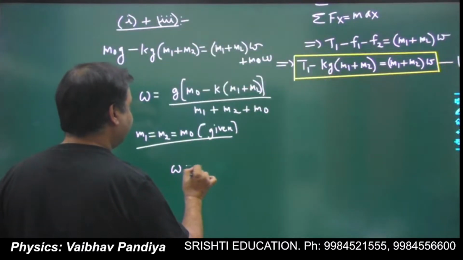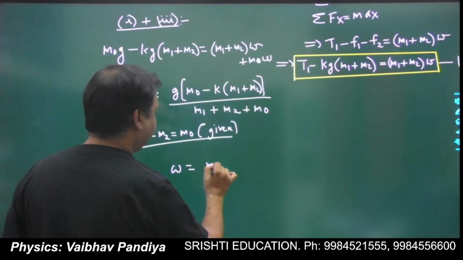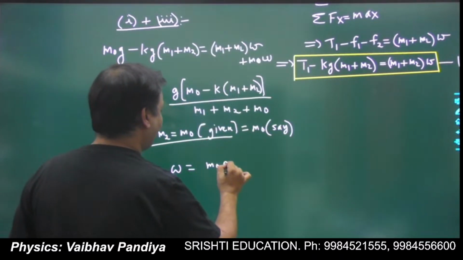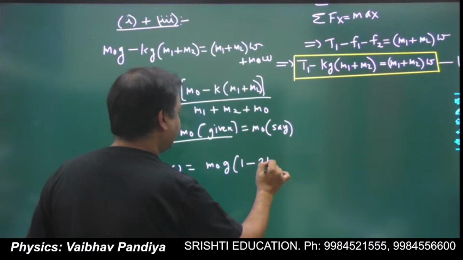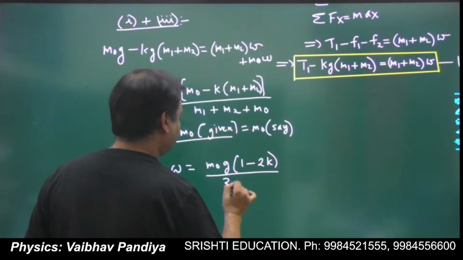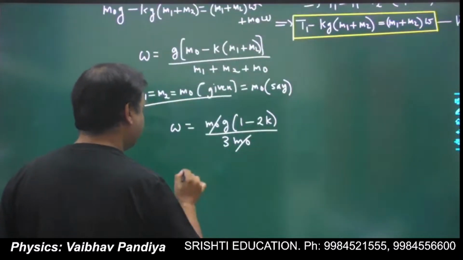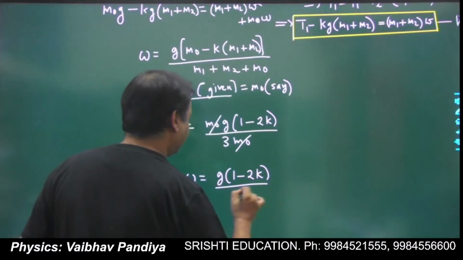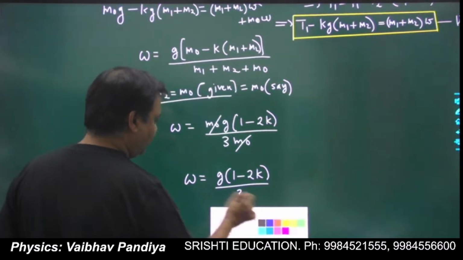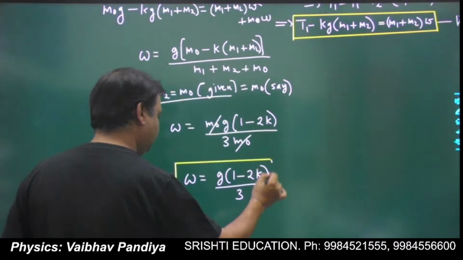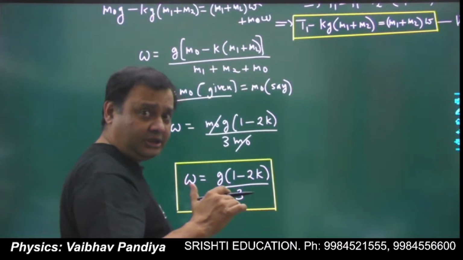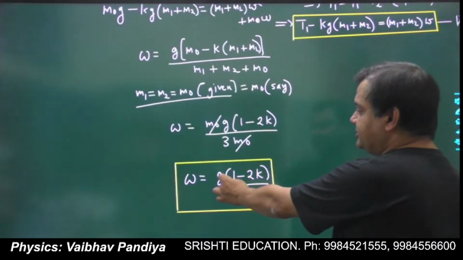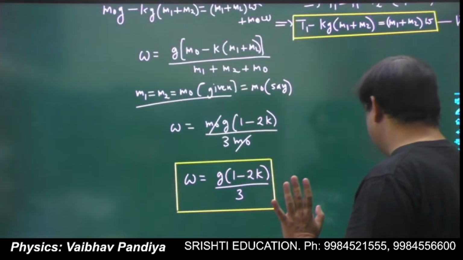So in this special case, you can take m naught as common, since all are m naught. So m naught can be taken common, and you will get (1 minus 2k) divided by 3 m naught. So m naught will get cancelled away, and W will come to be g (1 minus 2k) divided by 3. So this is the value of W in terms of k. When you are assuming that motion is happening, the acceleration is coming to be g (1 minus 2k) by 3.